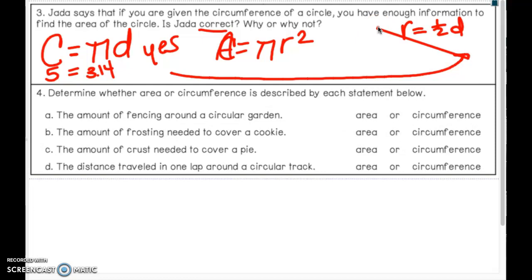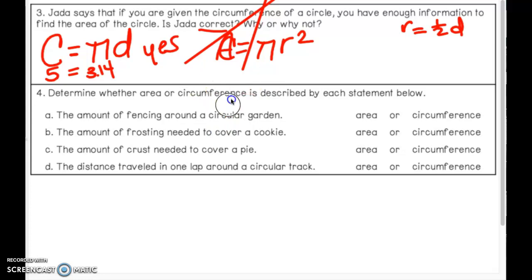So the last part we're going to talk about here, before we do one last word problem, is we have to determine whether we're finding circumference or area based on each example. So the amount of fencing, anytime you see fencing, we know, sorry about that. Got a little crazy with my marker here. Anytime we have fencing, we know that that is circumference.